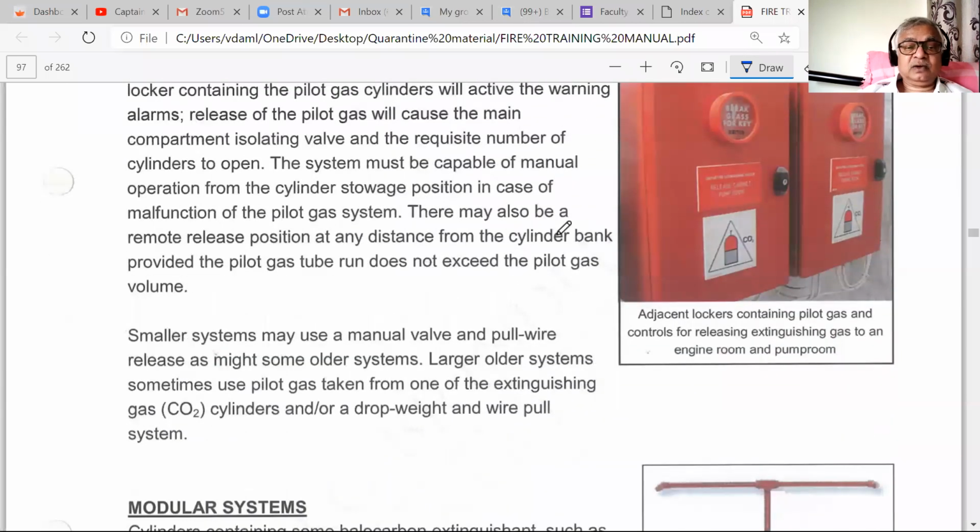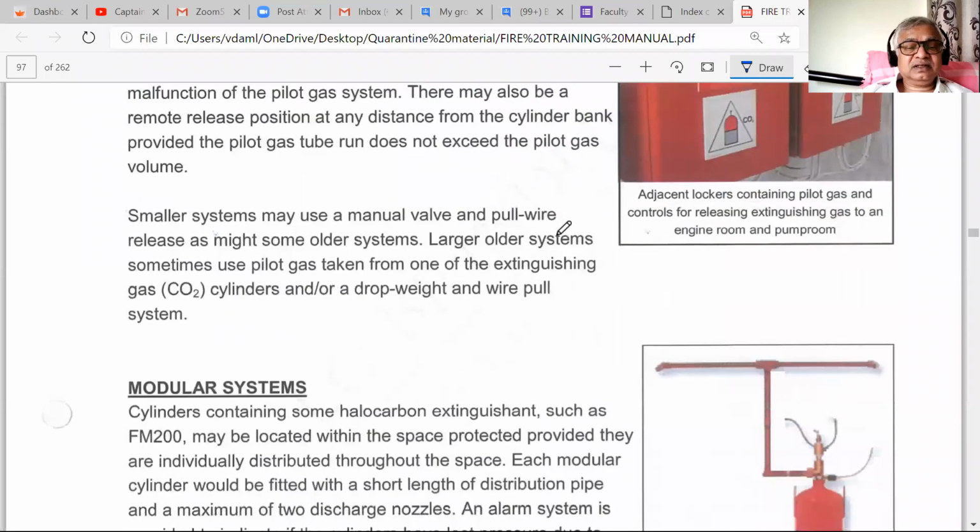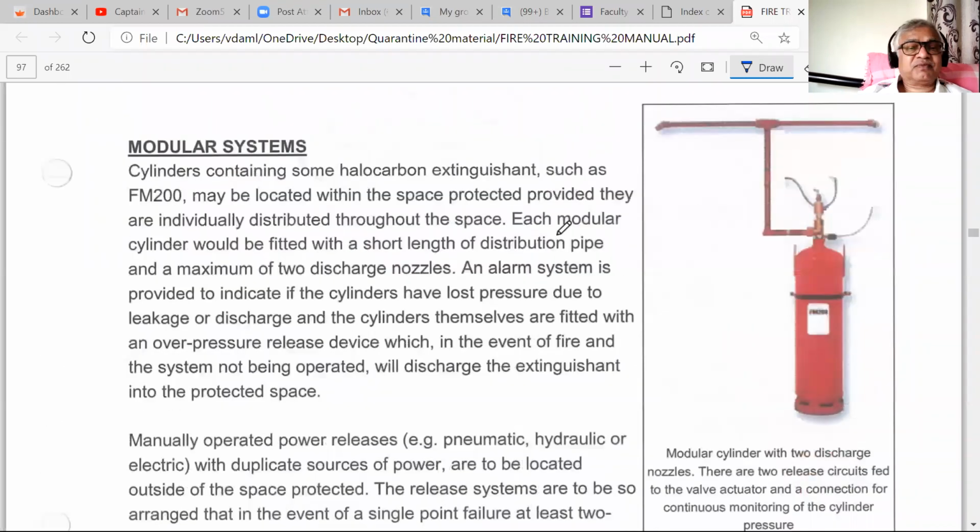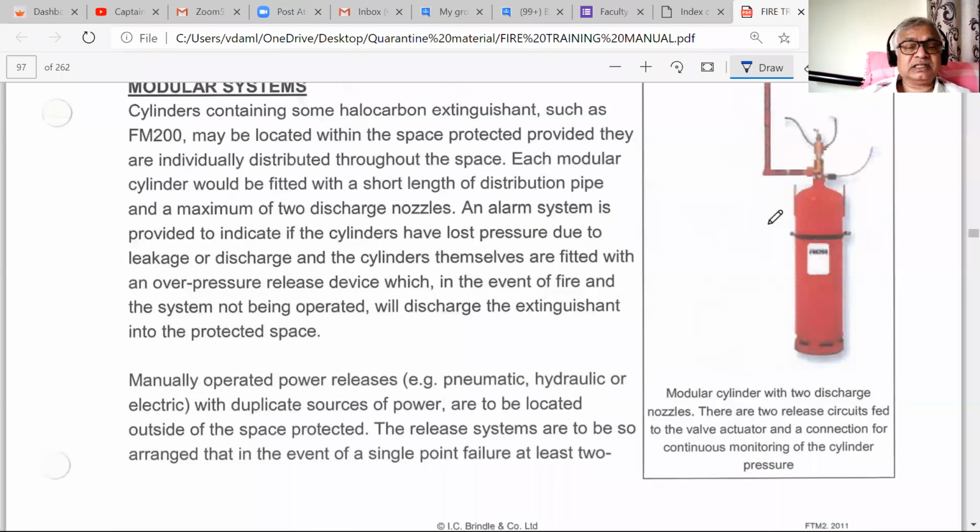Now, generally, we are looking at this small system, which you may see in a paint locker, or the other one is galley trunking and exhaust gas trunking. That is where grease collects, and there it can be operated manually. You have one cylinder kept and you just release it from there, at both places.